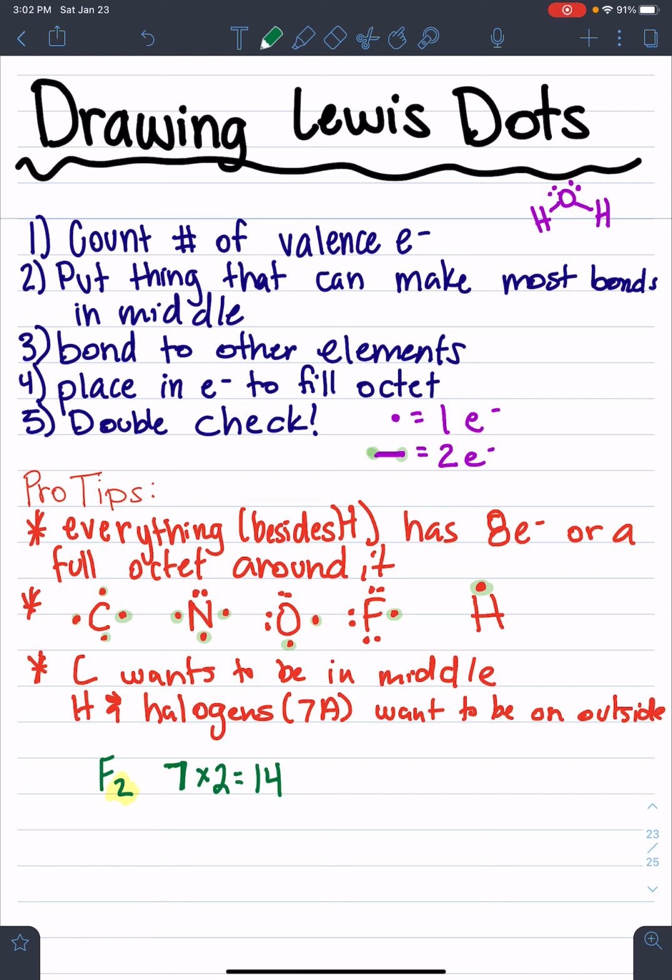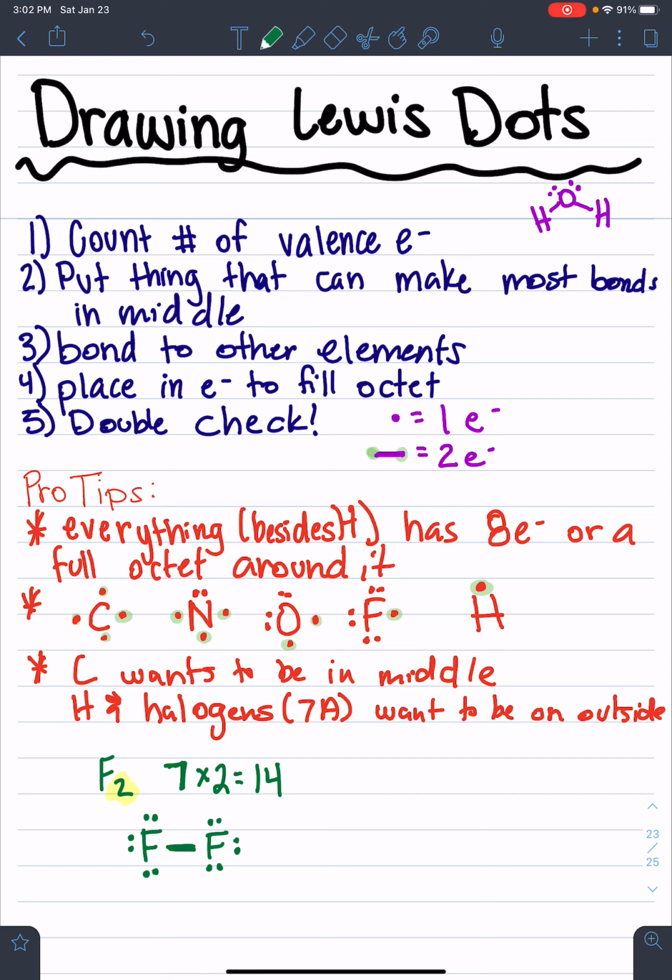The second step says to put the thing that can make the most bonds in the middle. We only have 2 elements, so there's no middle. We just want to bond our 2 elements together, so we have an F bonded with another F. Then we need to place the other electrons to fill our octet. Things need to have 8 valence electrons around them. F right now has 2, and then we add 4, 6, 8 around it. This one has 2 as the bond, and then 4, 6, 8 around it.